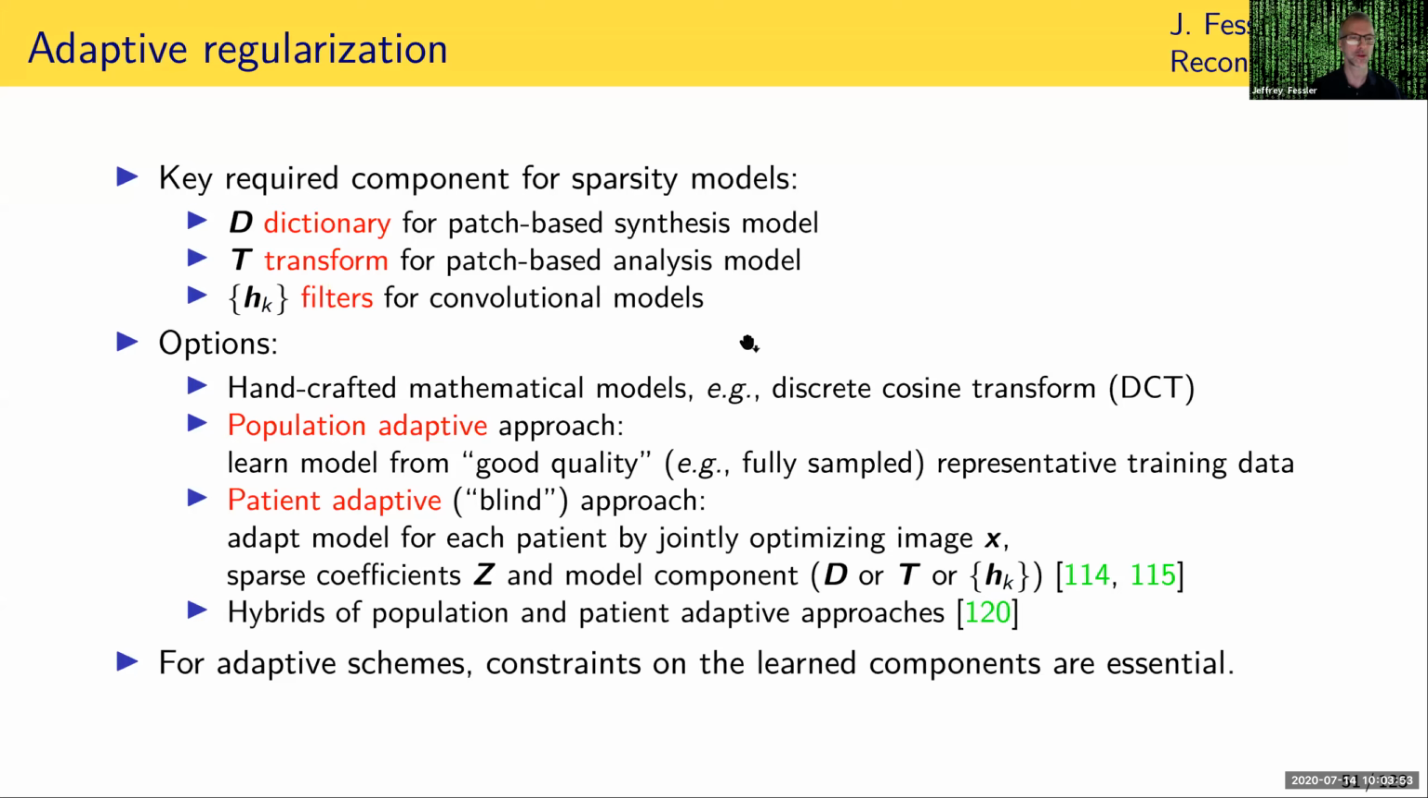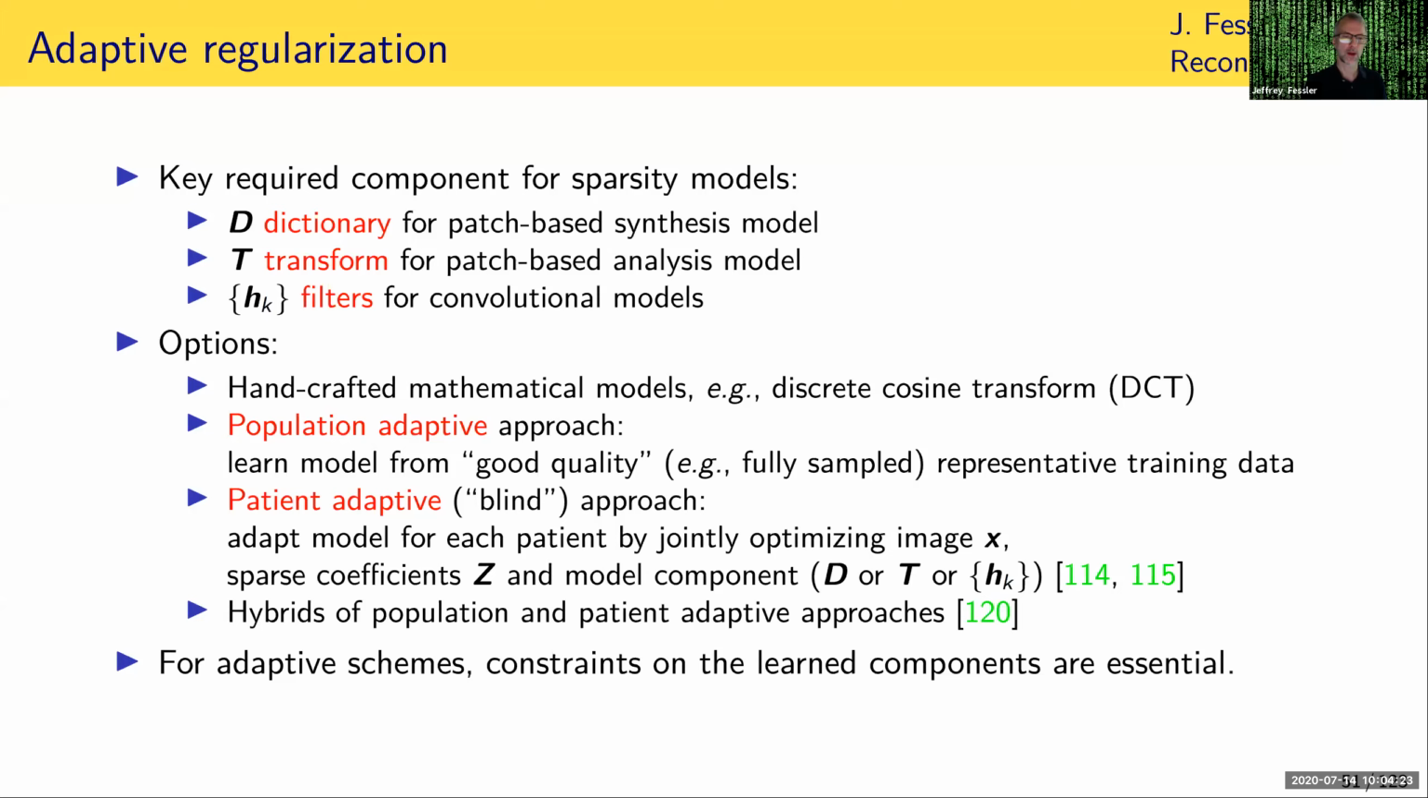data speak for itself. Now, even in that sense of adaptive, letting the data speak, there's at least two different ways of doing it. And I'm going to emphasize that difference here. There's one approach that I'll call population adaptive, where we have a whole bunch of hopefully good quality training data, a population of training data that we hope is representative of future patients, and we try to learn a dictionary or a transform or filters from that training data that we use in later reconstructions.